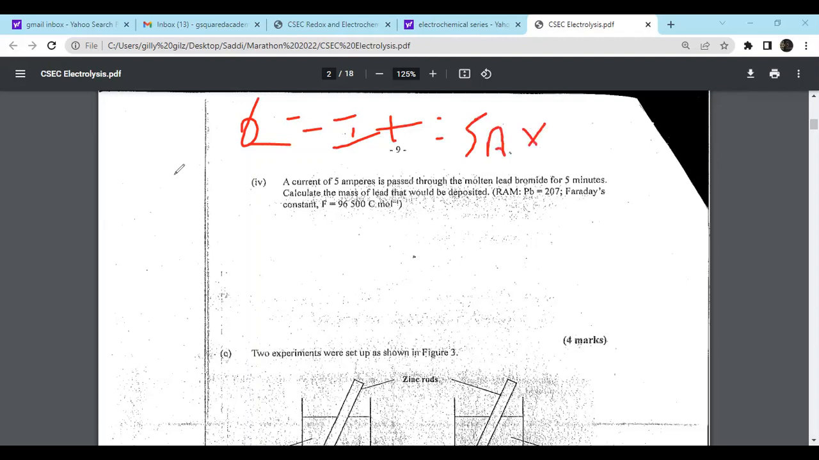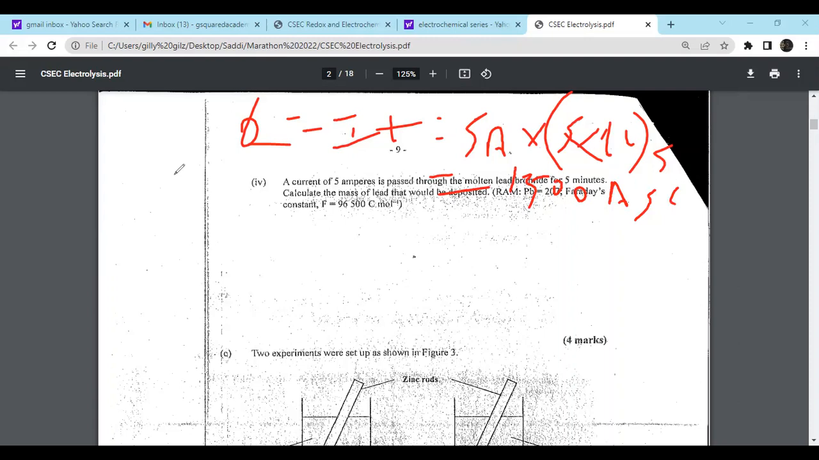The time is 5 minutes, but time must be in seconds. So it's 5 times 60 seconds, and this is all seconds. And that works out to be, you should have your calculator, remember, 5 times 5 times 60. That works out to be 1,500 ampere seconds or coulombs. Okay, but that's not what they're asking us for. They're asking us to calculate the mass of lead that would be deposited in this time.